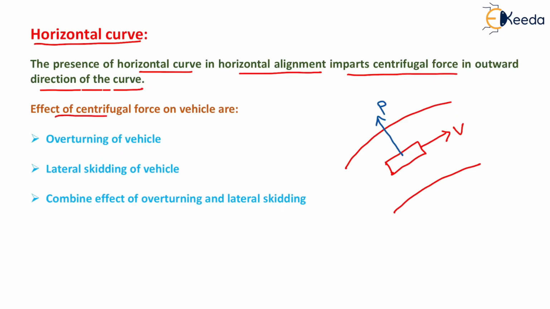Effects of centrifugal force on vehicles are overturning of vehicle. It means that due to this centrifugal force P, there will be the overturning of vehicle. Next one is the lateral skidding of vehicle. Due to this centrifugal force P, there will be lateral skidding of vehicle also. And the last one is the combined effect of overturning and lateral skidding. Now we will see each point in detail, starting with the overturning of vehicle.